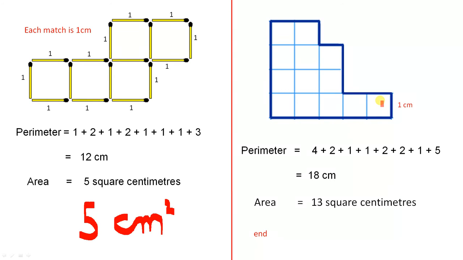Now the same here. Each of those little squares is 1 centimetre. So that's 1 centimetre and that's 1 centimetre, and that's the same for each square. So for the perimeter we have 4 plus 2 plus 1 plus 1 plus 2 plus 2 plus 1 plus 5. And that's 18 centimetres. The area, if you add all the squares up, you have 4, 8, 11, 13. 13 square centimetres.